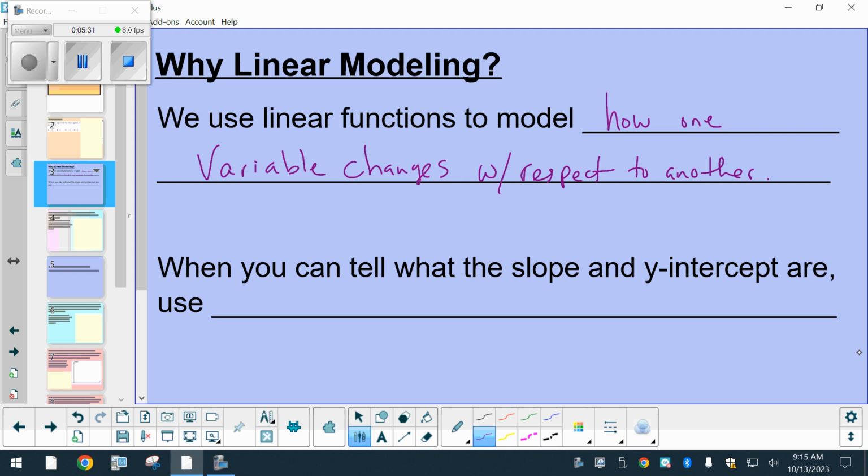So within word problems, based on the given information, if you're given something that represents a slope and a y-intercept, we want to use our slope-intercept form, right, which is y equals mx plus b. Right, so I'll show you an example of when we're able to use the y equals mx plus b.